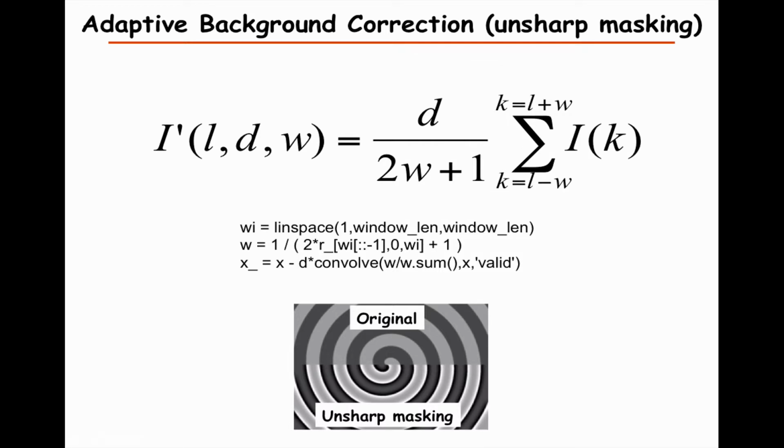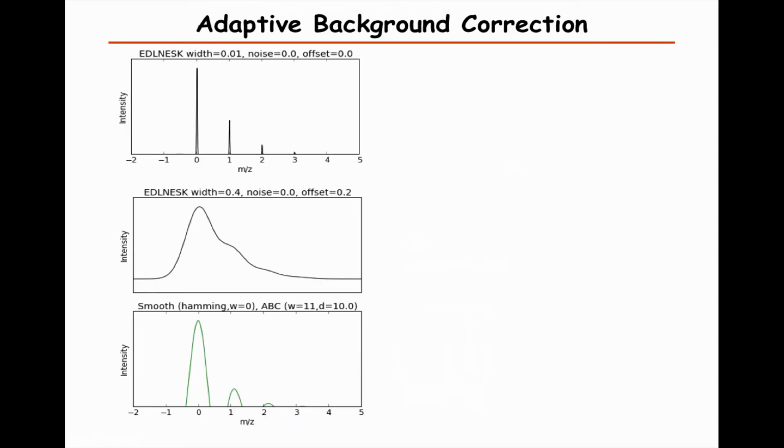Another filter that came from photography is unsharp masking, or adaptive background correction, which can be used to separate peaks that are overlapping. An example here would be this peptide, where the peaks are wide, so we can barely see that there are three peaks, but they're just small shoulders on top of the first peak.